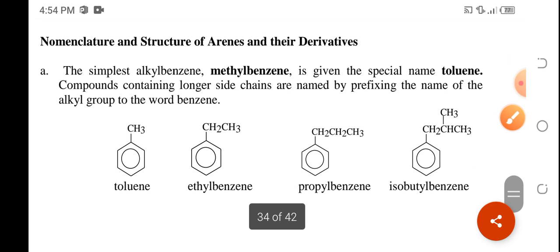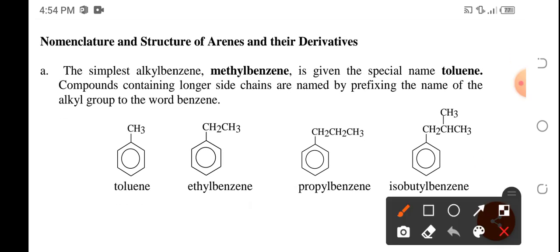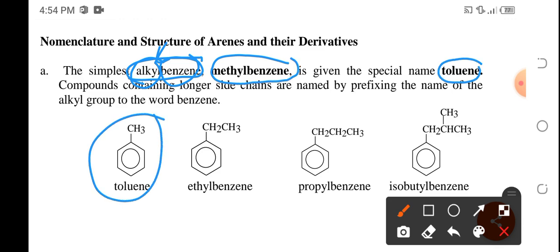How are you going to name these arenes? We have what we call alkyl benzene. The alkyl means a series of carbon atoms, like methyl, ethyl, and then you have the benzene ring. The simplest alkyl benzene is methyl benzene and it has a special name of toluene. Another alkyl benzene has 2 carbon atoms, so that's ethyl.